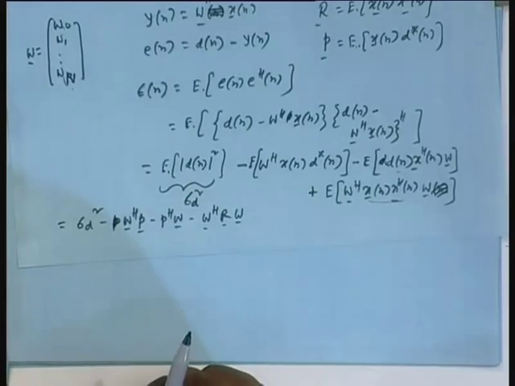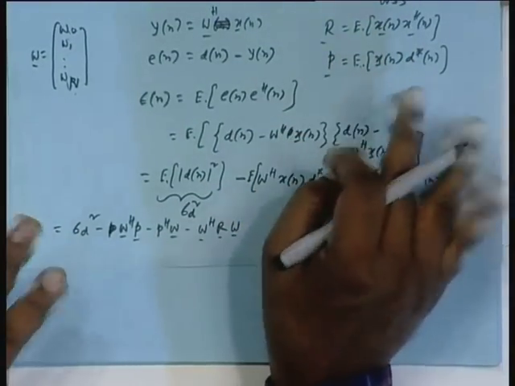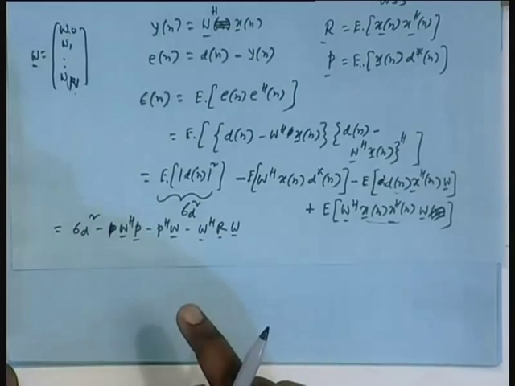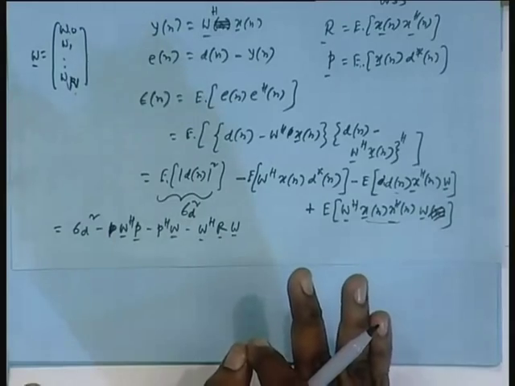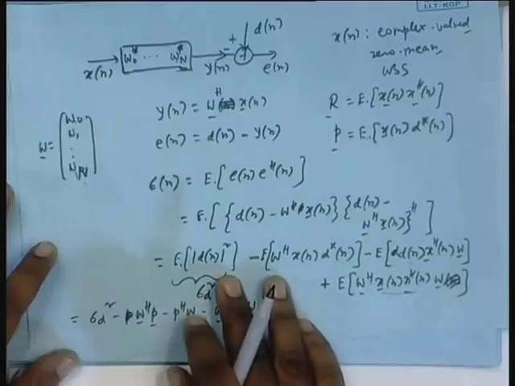This epsilon square is a real quantity, no doubt about it. Also, it is independent of n because of stationarity, as you saw in R and P, no n is there. It is a real quantity, but it is a function of a set of complex numbers W 0 to W n, or W 0 star to W n star, whichever way you want to see it.